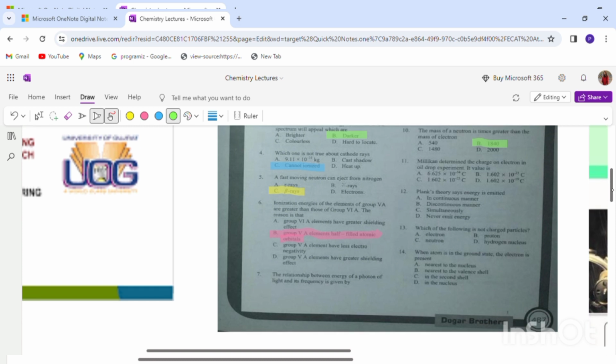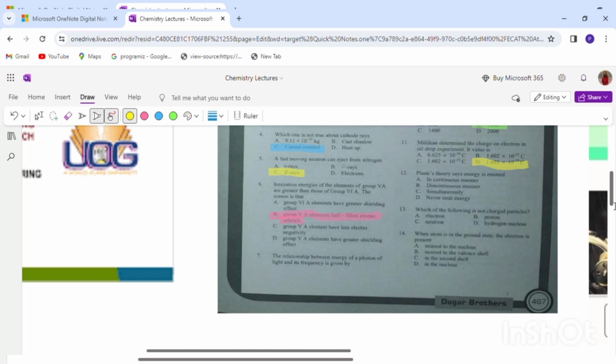So Millikan determined the charge on electron in the oil drop experiment. Its value is 6.625 into 10 to the power minus 14, which is wrong. Of course, we know that this is not the charge of an electron. 1.602 into 10 to the power minus 23 coulomb. No, of course, this is not. 1.602 into 10 to the power minus 19 coulomb. This is the correct option, right? So our correct option here is 1.602 into 10 to the power minus 19 coulomb.